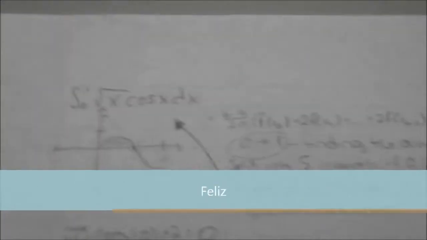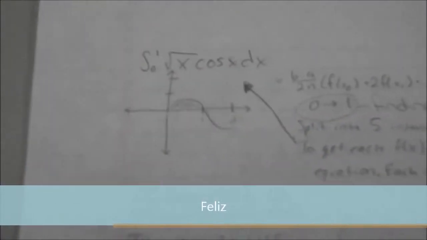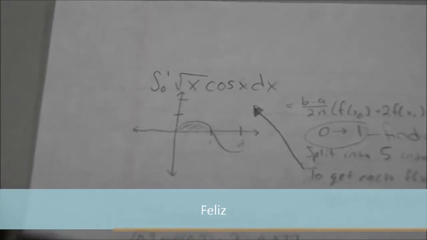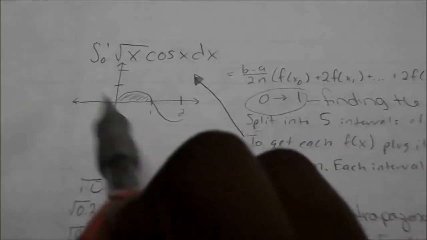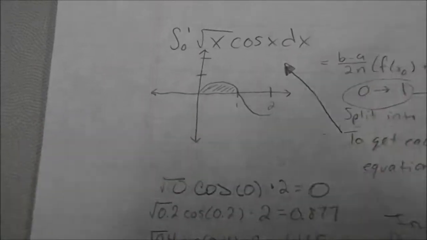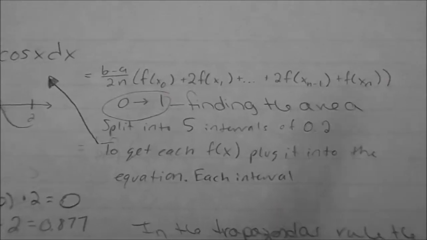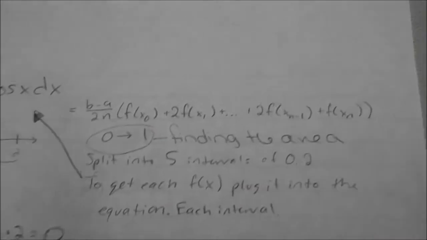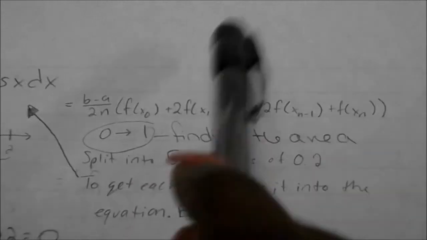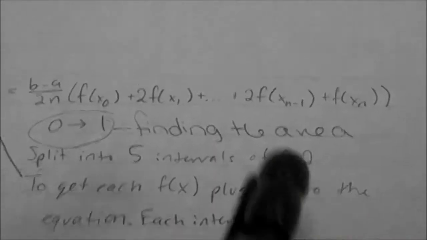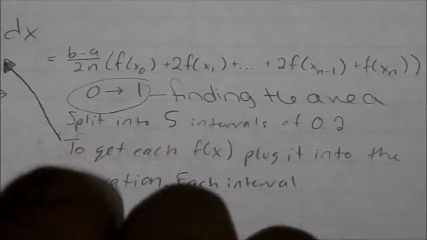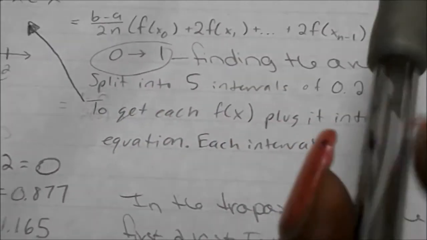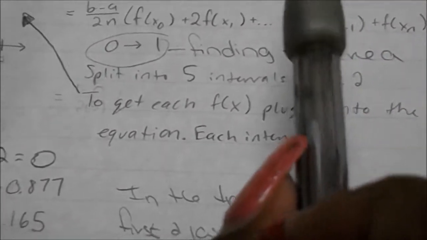The equation we chose to use was the integral of the square root of x cosine x dx, and this is how the graph looks. First we'll start off by using the formula, which would be b minus a over 2n and all that. What we're looking for is the approximate area from 0 to 1, and it will be split up into 5 intervals of 0.2. So after the 0.2, it'll be 0.4 and so on.